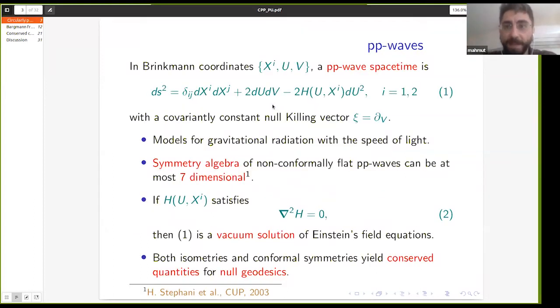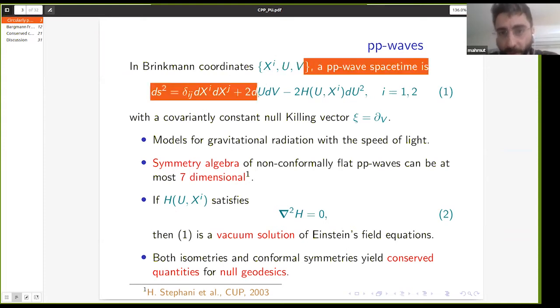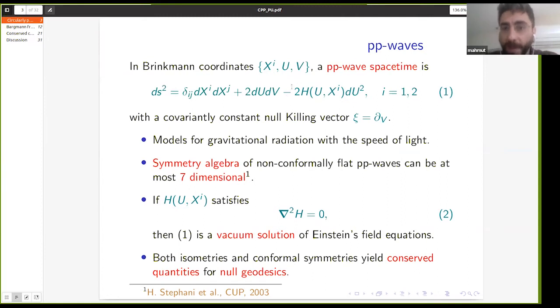Let's start with the PP waves. So as you see, equation 1 is the PP wave metric. Here I will use the Brinkmann coordinate system, where i goes to 1 and 2. So x1 and x2 are plane coordinates, and u and v are light cone coordinates. Here h is called the profile of the PP wave. If h is equal to 0, then you see this metric is just the flat Minkowski spacetime.